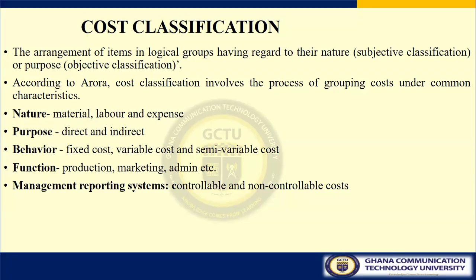But the variable cost is the type of cost that changes with the level of activity. For example, the more you make calls, the more you pay for your airtime. The more you drive your car, the more you pay for fuel. Like the classroom you're talking about, the more you increase the number of students, the more you pay for additional lecturers to take the students. So the higher the activity, the higher the cost. The lesser the activity, the lesser the cost.